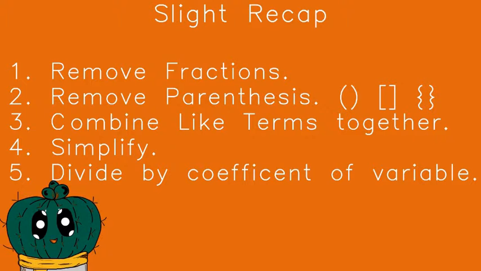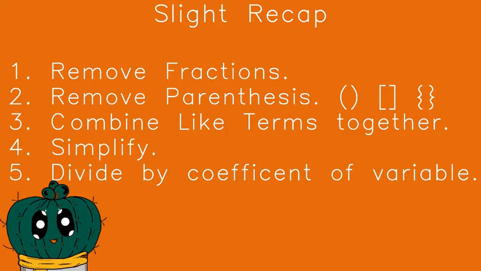Again, removing fractions, removing parentheses, combining all the like terms, which means that you have all of the variables on one side and you have the constants on the other side. And then you're basically going to be simplifying the whole equation that is left, and then at the end you're going to be dividing by the coefficient of the variable.